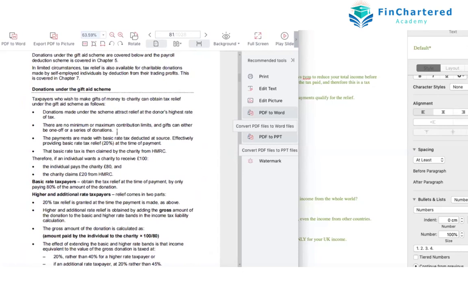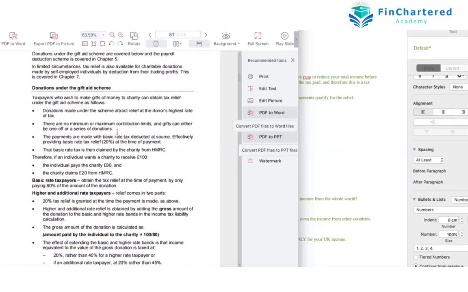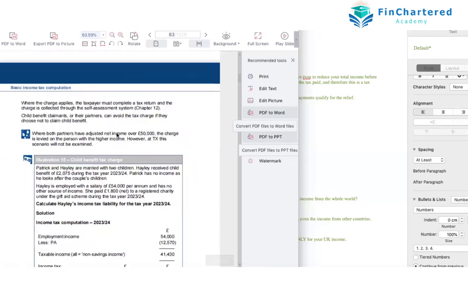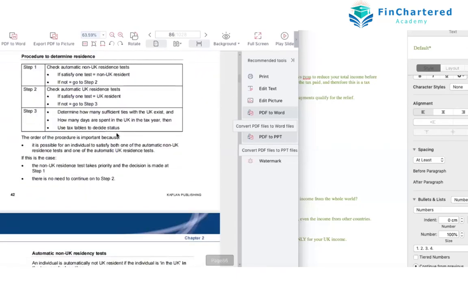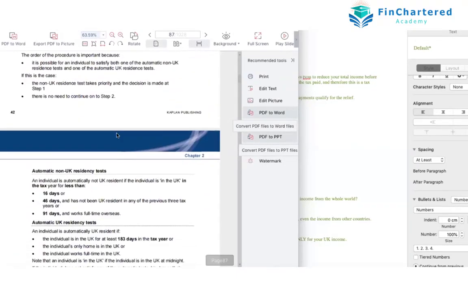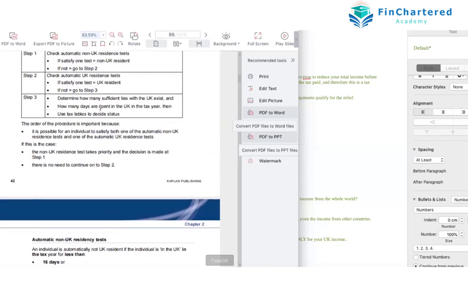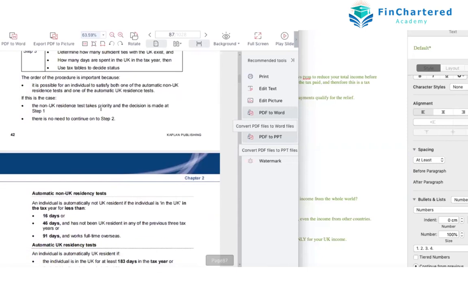Then the second relief is for the ones who are paying the higher and additional rates. So I want you to make a note of that in the Word document, along with these things. When will you be treated as a UK resident? Obviously, as of now, I've just looked at when will you not be a UK resident.